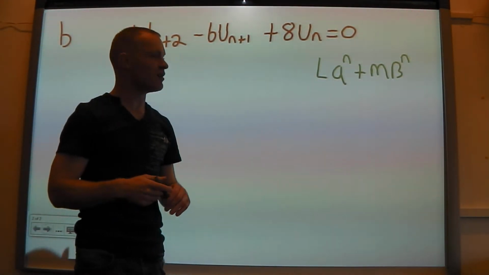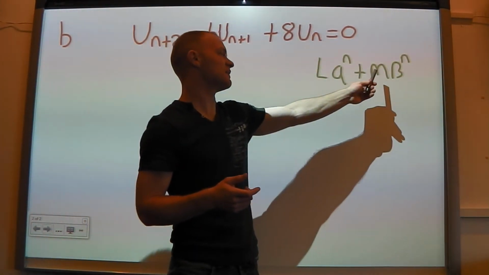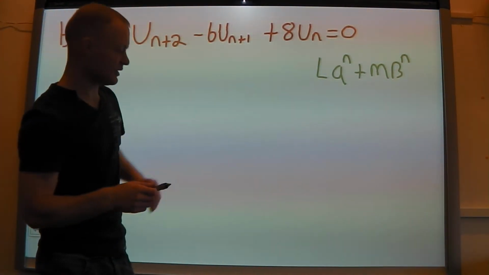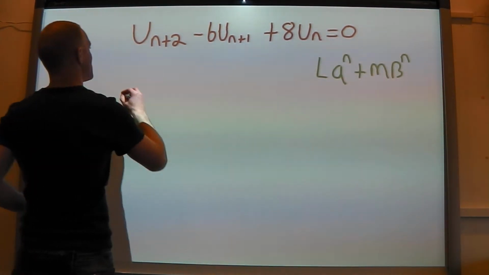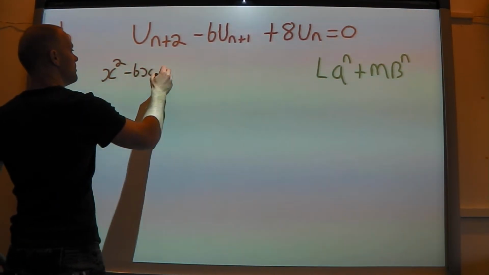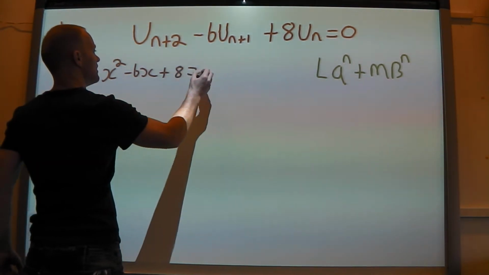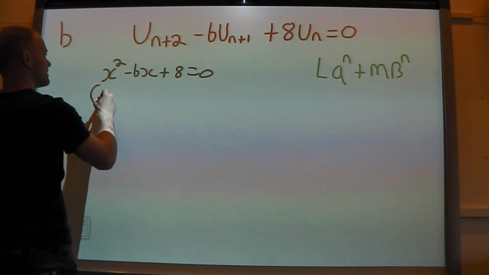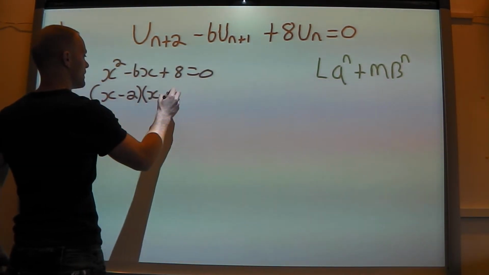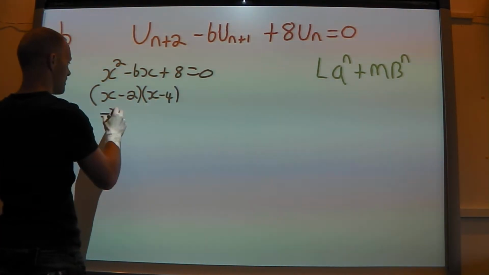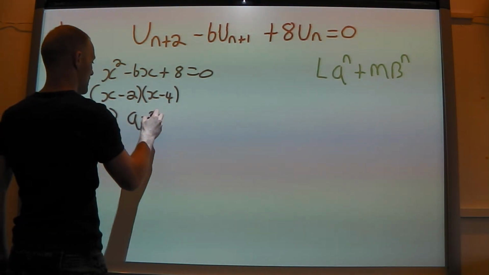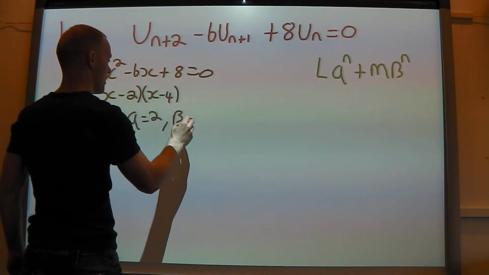For the difference equation here, it's just important to remember the general formula. What we have to do is turn this into a quadratic equation, like normally your first step. So that implies that x squared minus 6x plus 8 is equal to 0. So that is x minus 2, x minus 4. That implies we'll let alpha equal 2 and beta is equal to 4.